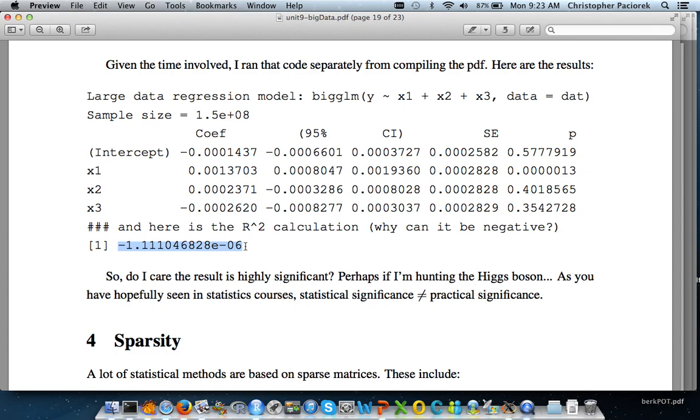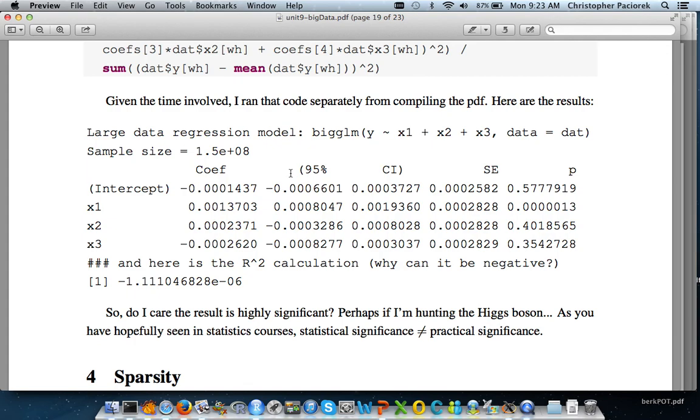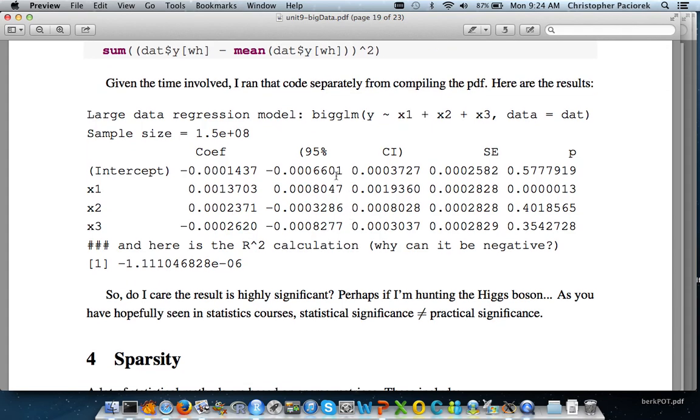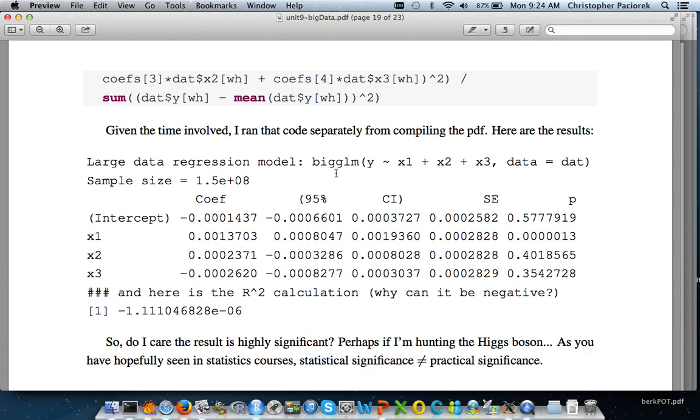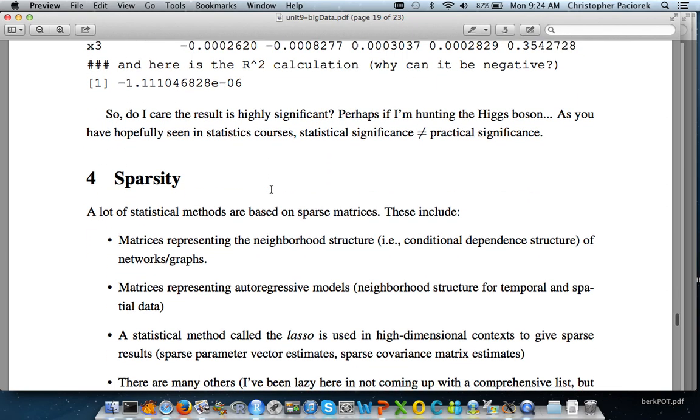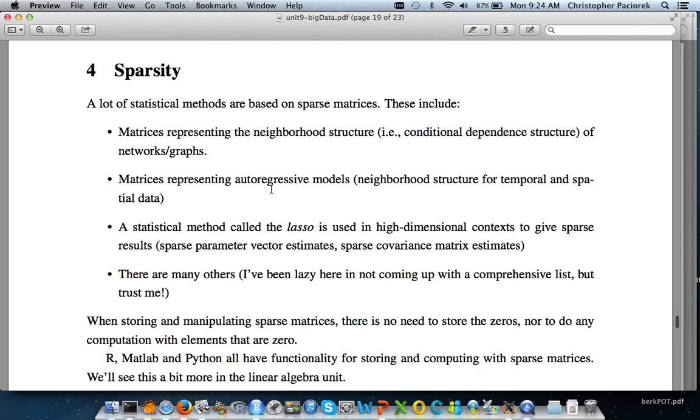Okay, so I just basically did this to illustrate, remind you that particularly when we have large data sets, we can get a highly significant result that in its practical consequences may be essentially meaningless. When you're fitting these models, pay attention to practical implications and not just statistical significance. Okay, any questions about that?